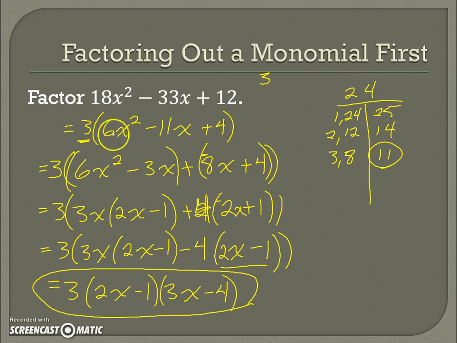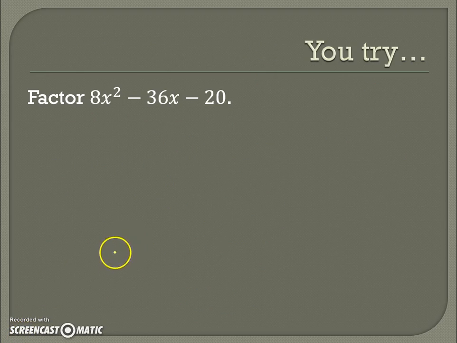All right, so it's just finding that common factor and pulling that out and going from there. So always check that first. Always check, is there a factor that can be factored out first? Here's one for you to try. Go ahead and pause. The answer will be up in 3, 2, 1.